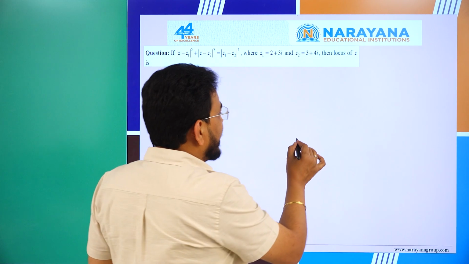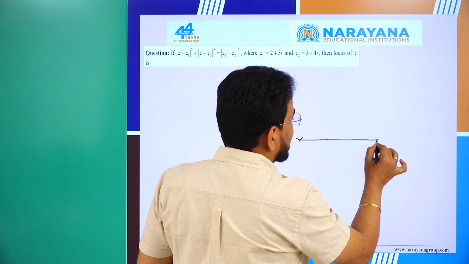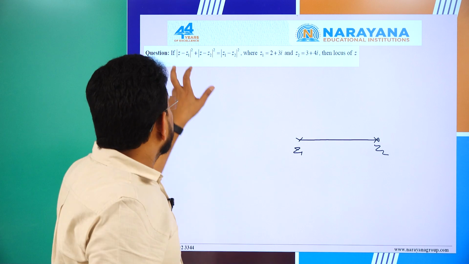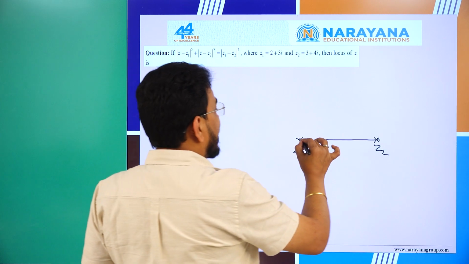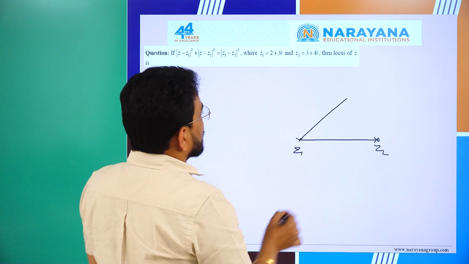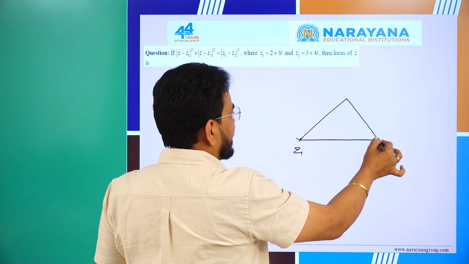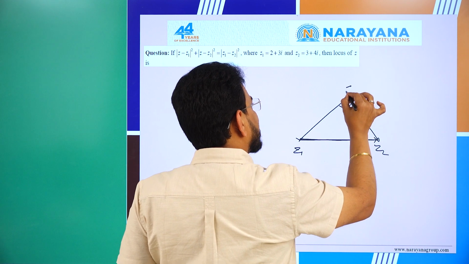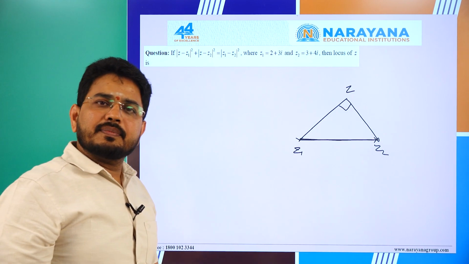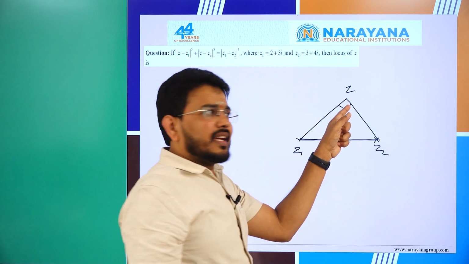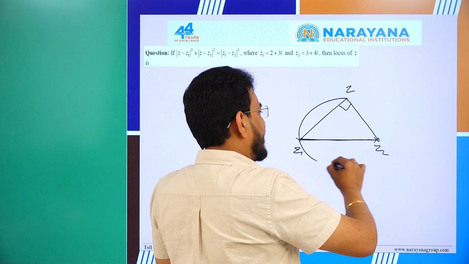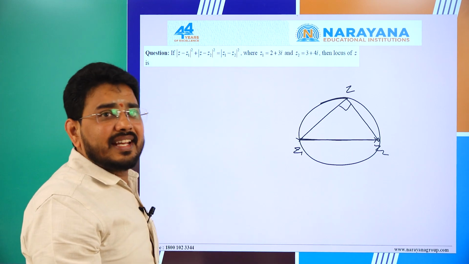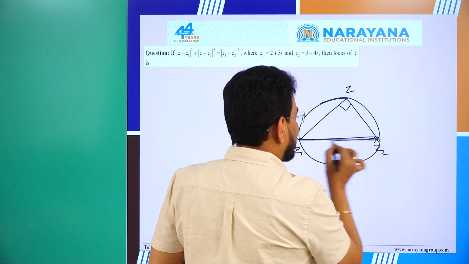Here, Z1 is one point and Z2 is another point given. And the logic they are giving is, Z is a point such that modulus of Z minus Z1 whole square plus modulus of Z minus Z2 whole square is this one. So as per Pythagoras theorem, this is the 90 degrees. So if this is making the 90 degrees, the locus of Z is a circle. Locus of Z is a circle. What is the diameter? This is the diameter.